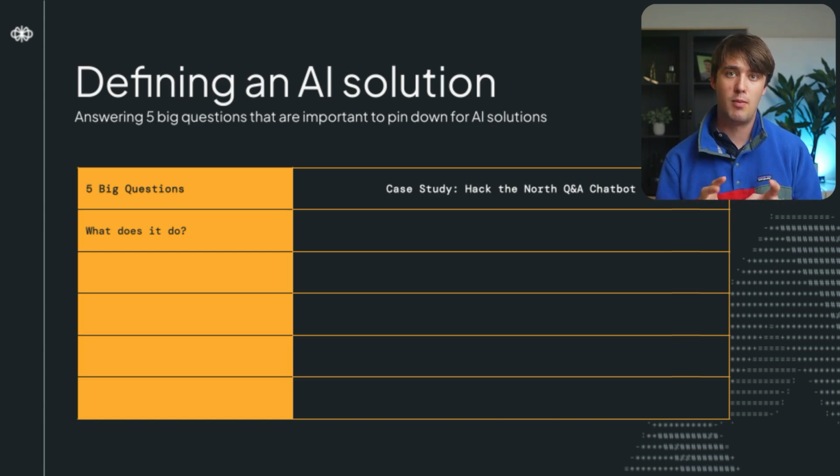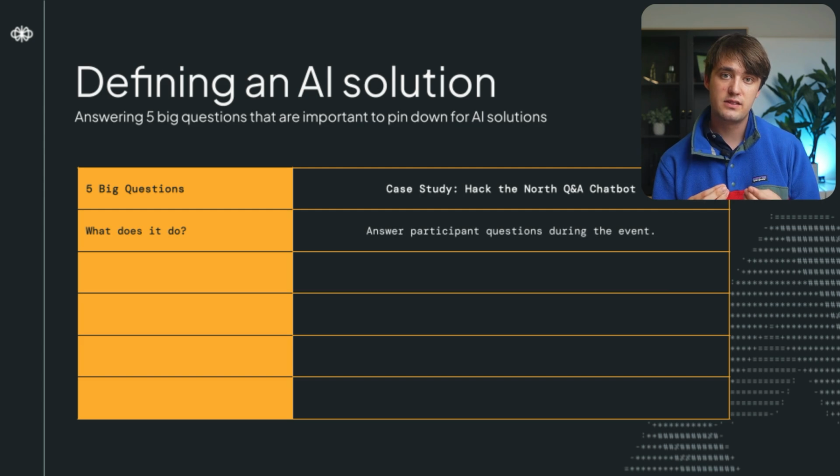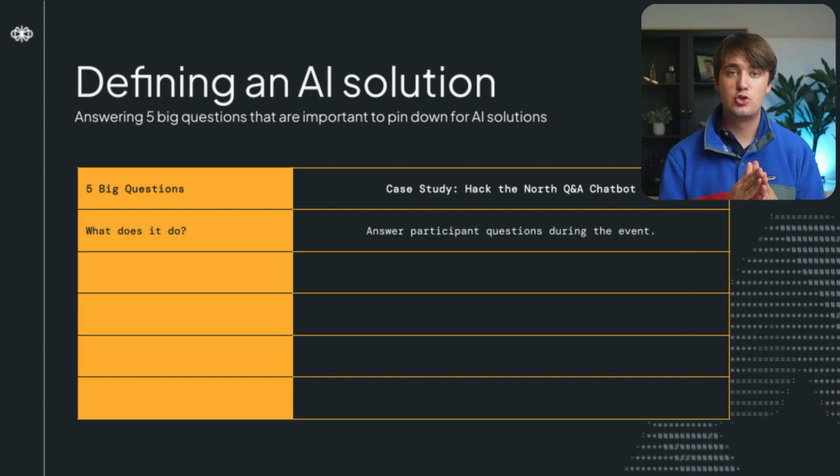How does it address the problem that we have? In Hack the North's case, the solution is to be answering participants' questions about the event automatically. That's what we want our AI to be doing. It's not answering questions before the event, and it's not answering internal-facing organizer questions. We've defined a scope of what it'll be doing.